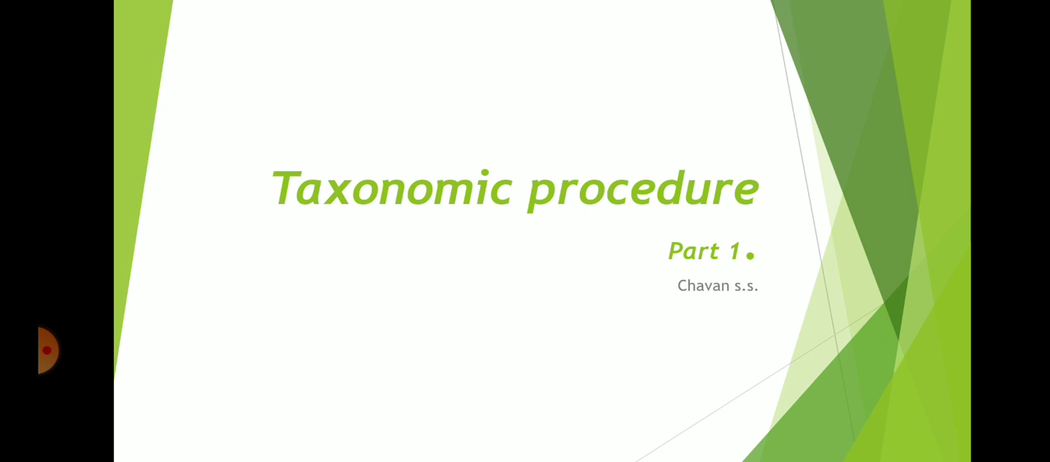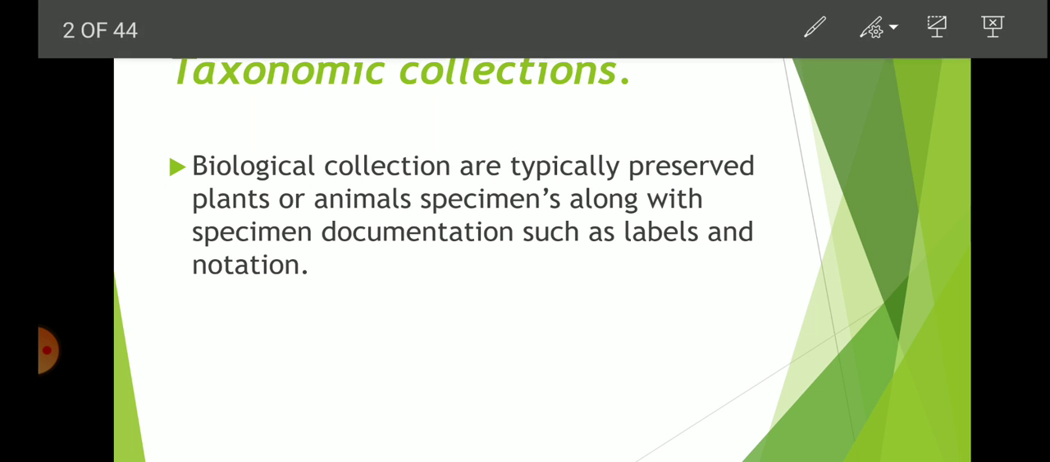So in today's topic we talk about how animals are collected for preservation and prepared in the museum for identification and better study for human beings. Basically, today we are talking about the first part of the taxonomic procedure, that is collection: how these species are collected for preservation and identification. So let's start today's topic, taxonomic procedure part one.